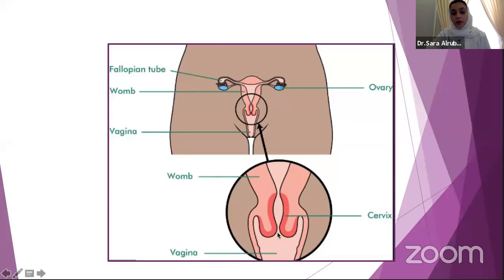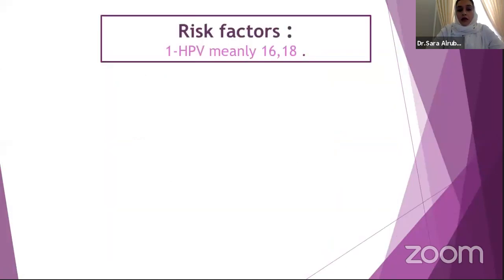We have two openings. The external os is covered by stratified squamous epithelium, which is the lining of the vagina, and we have the internal os and the internal canal, which is covered with columnar epithelial cells. Normally, these two cell types meet at the transformation zone, where we do the pap smear, where we take the pap smear from.